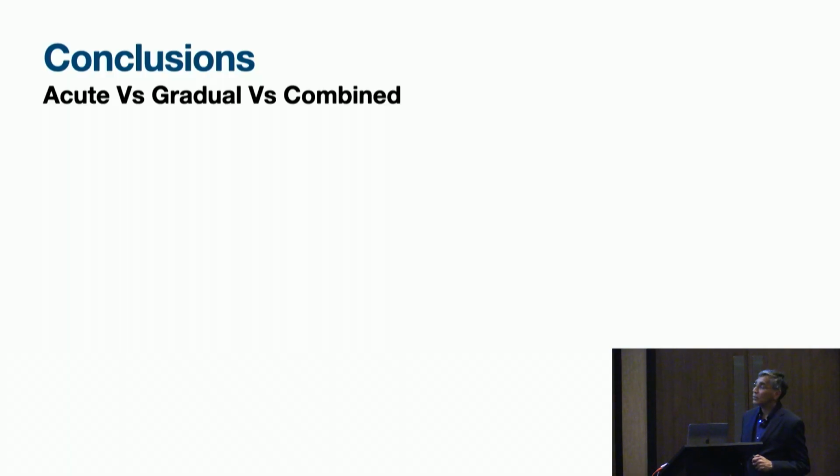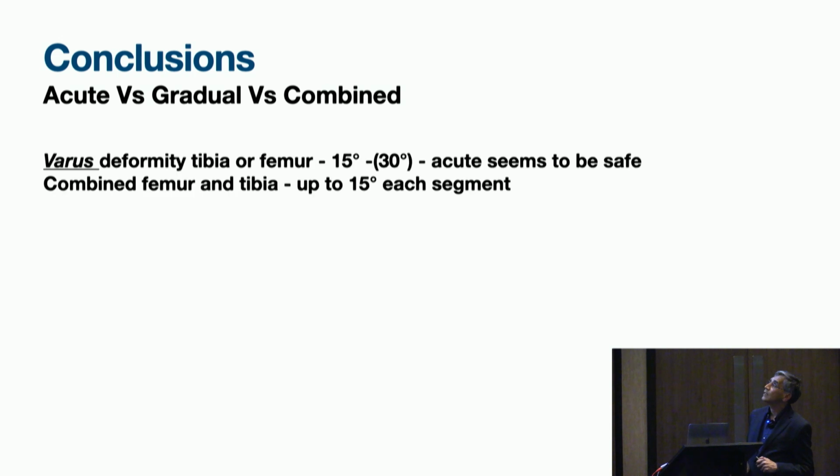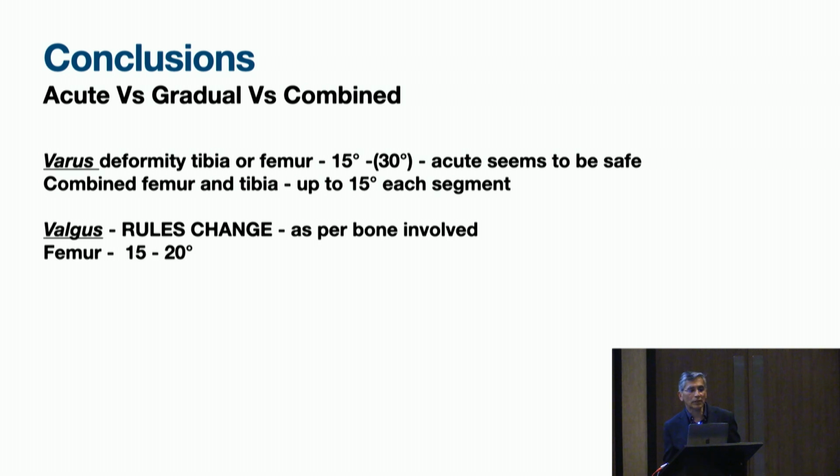So to conclude, for varus deformity, it's okay to do 15 degrees without any concerns. And you can push it up to 30 degrees, I suppose that's in the bracket. Combined femur and tibia, up to 15 degrees on each side, is easy to do and safe to do acutely.